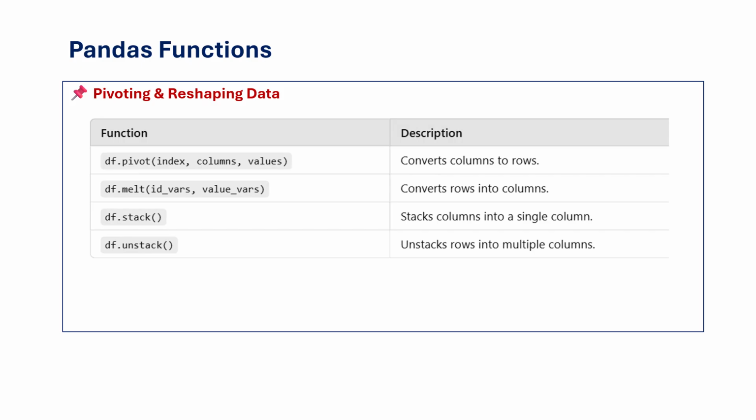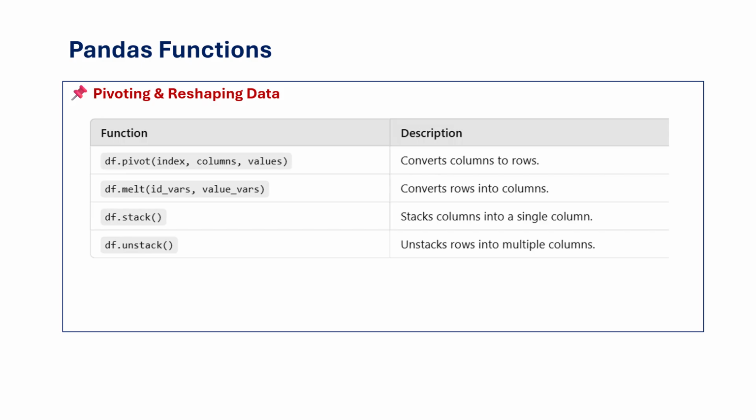It helps to summarize data and view relationships between different categories. For example, sales data can be rearranged to show product-wise sales for each month. The pivot_table function is used to create summary tables with calculations like sum, average, or count.